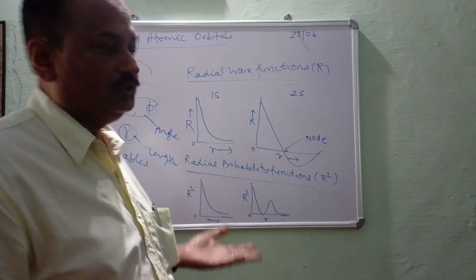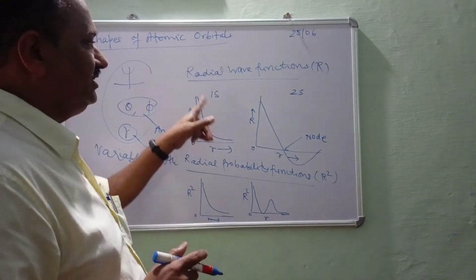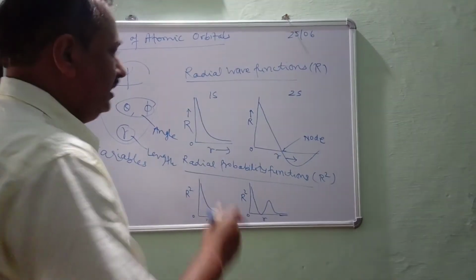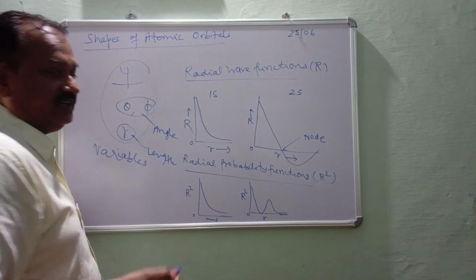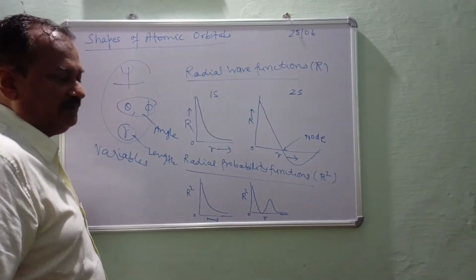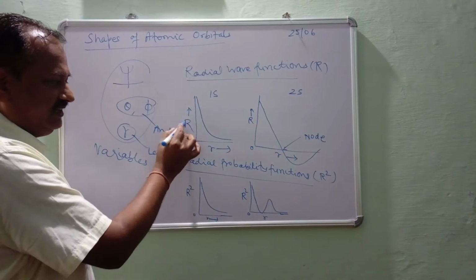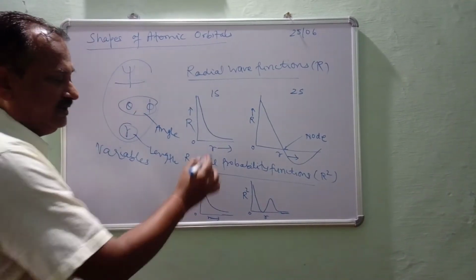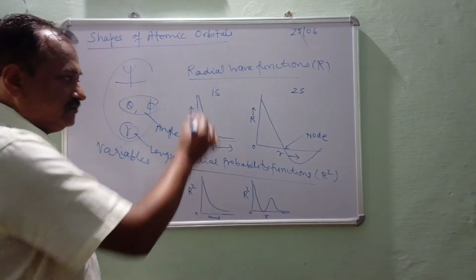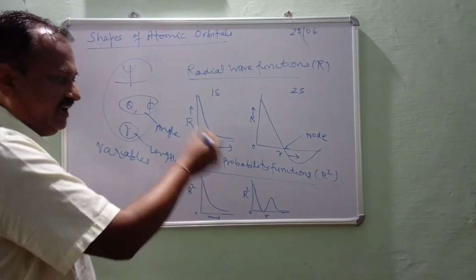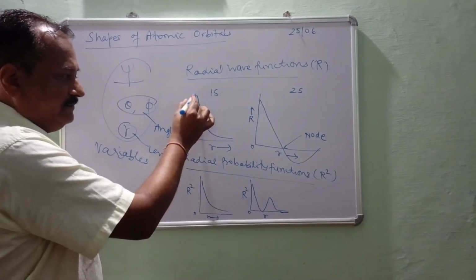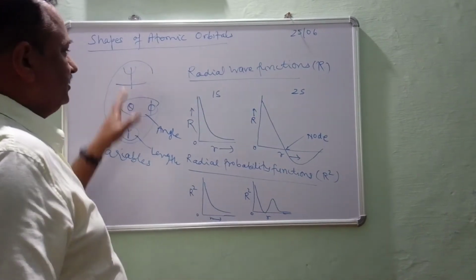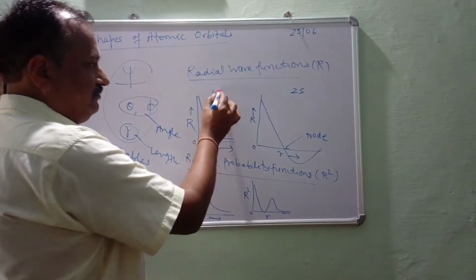Now, how do we come to know about the shape of an orbital? I said yesterday that this psi is the wave function. If we see the s orbital, on this axis there is R, the radial wave function, and on this axis there is the radius. Here is zero, the center. If we plot a graph, this type of graph is obtained, and there is always a possibility of finding the electron, but psi itself has no physical significance. So this is for the 1s orbital.